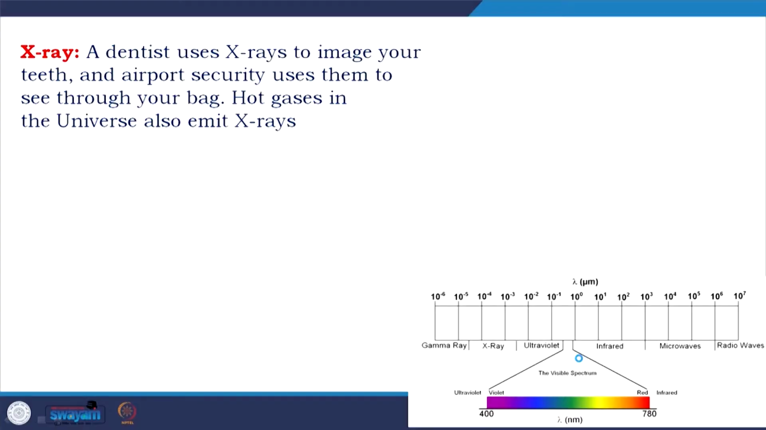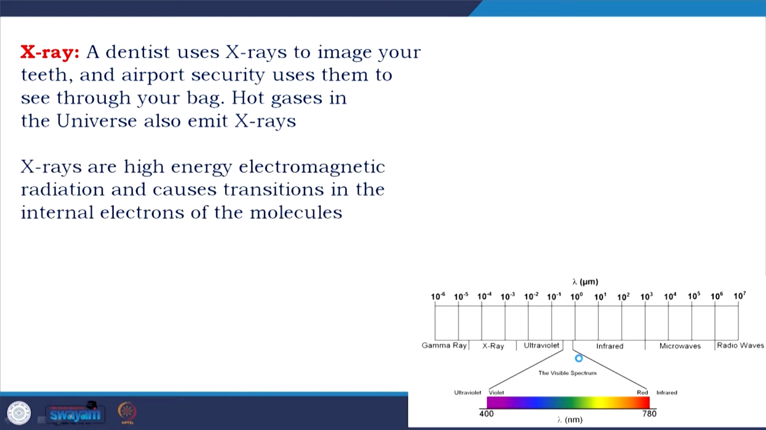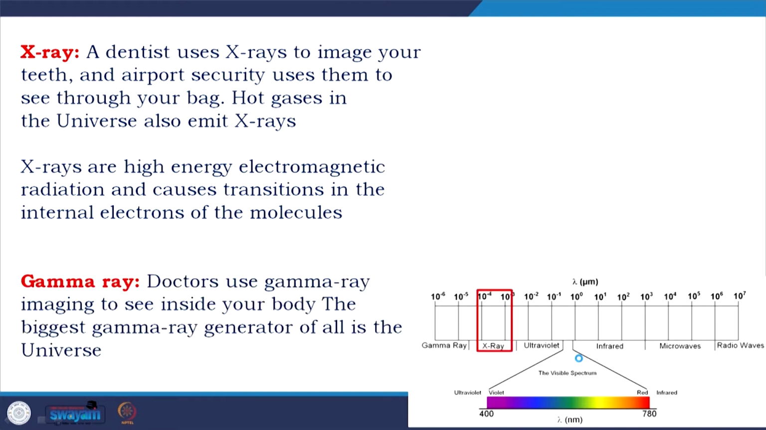X-ray, where we see the use of X-ray mainly, we go for bone fracture, we go for our dental problem. Dentists use X-ray to image our teeth, and airport security, if you see, they use them to see through your bag. Hot gases in the universe also emit X-rays. X-rays are high energy electromagnetic radiation and cause transition in the internal electrons of the molecule, as we have discussed when we were going through X-ray crystallography. So, this is the range of X-ray, 10 to the power minus 4 to 10 to the power minus 3 micrometer in wavelength.